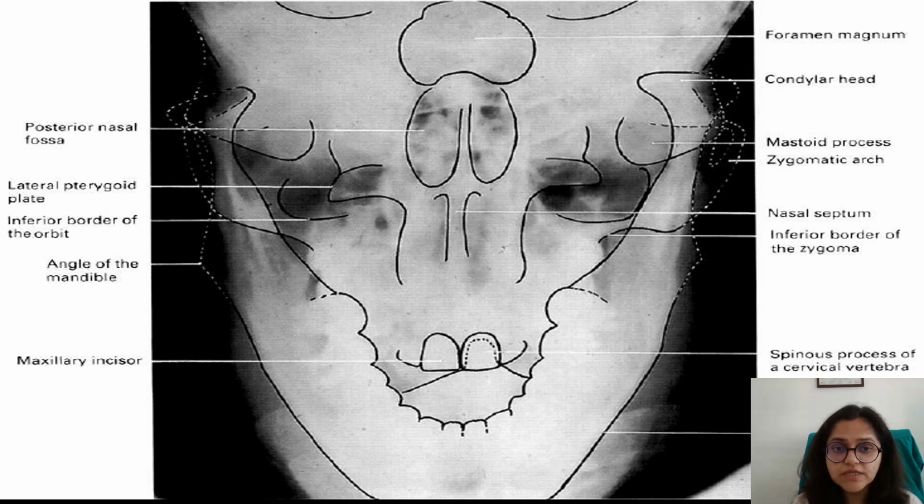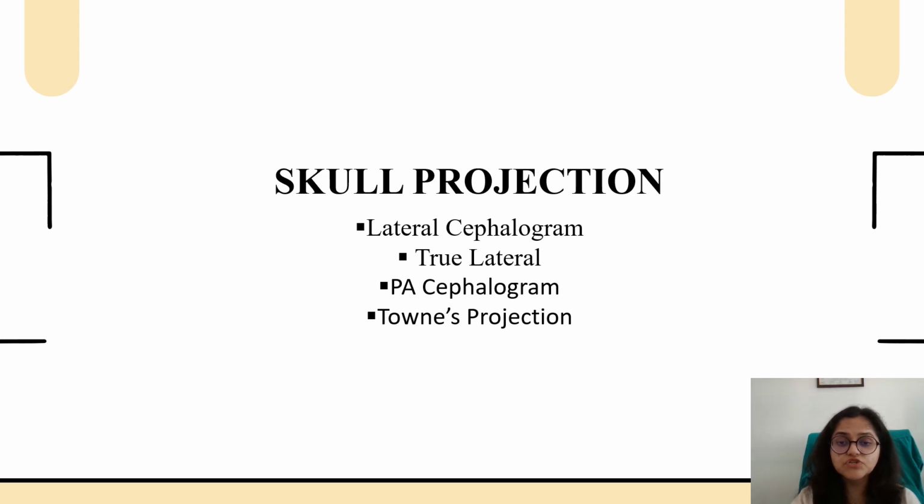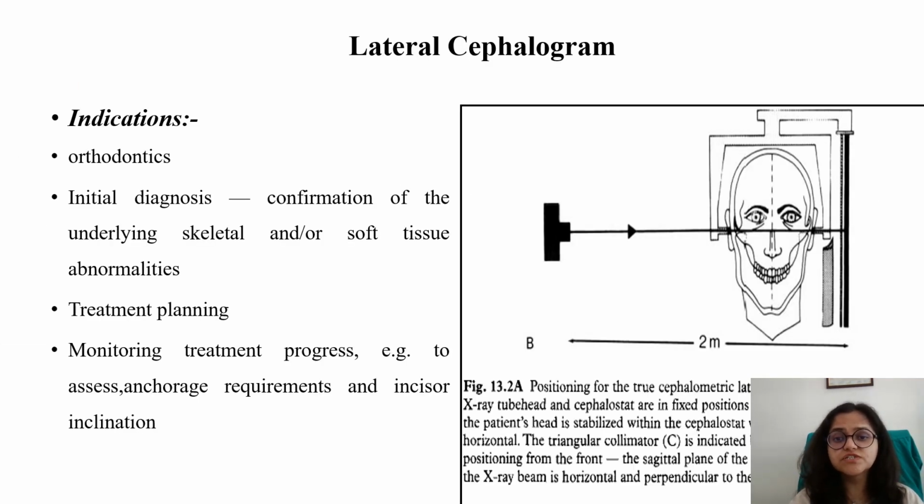The structures shown in the reverse Towne's are mentioned in this radiograph. Coming to the next projections, that is the skull projections: lateral cephalogram, true lateral, PA cephalogram, and Towne's projection. First is the lateral cephalogram.